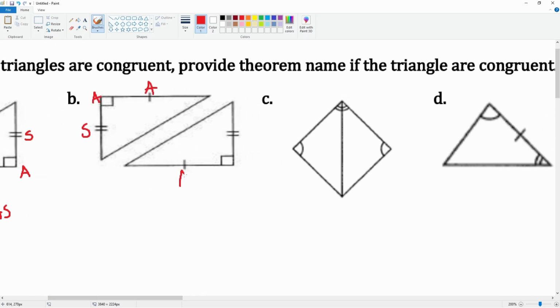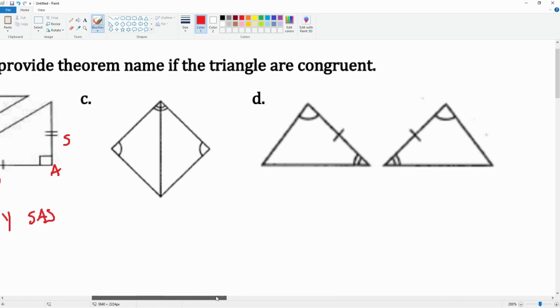Angle, side, angle. Okay, so this is, sorry, angle, side, angle. Side, side, angle, side. So this is going to be congruent. It was the same question. Congruent by side, angle, side.